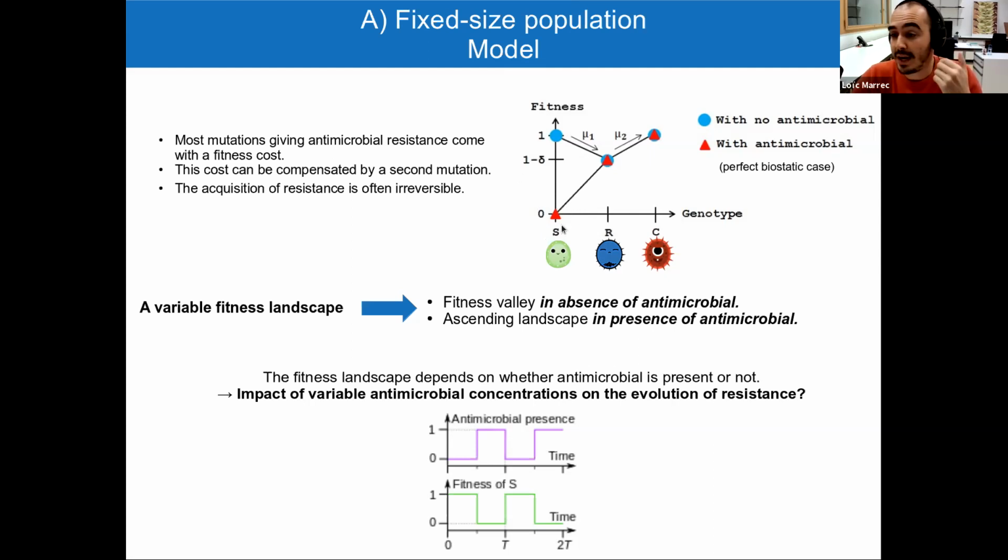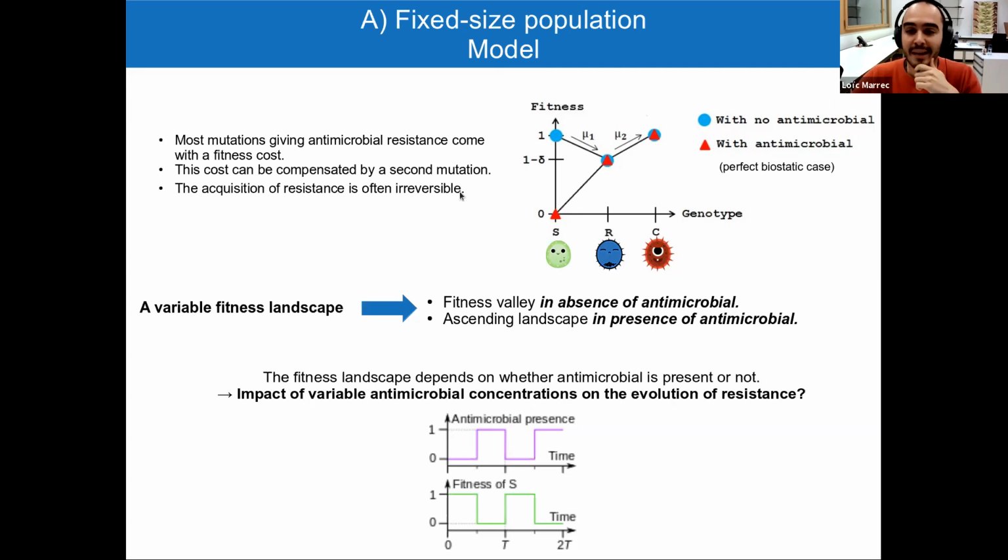Okay, so here its division rate is equal to 0 with a drug. And so these sensitive microbes can mutate into resistant microbes, which can divide with and without antimicrobials, but with a smaller division rate. And these resistant mutants can mutate into compensated mutants, which are very dangerous because they don't have any selective disadvantage compared to the sensitive microbes with and without antimicrobials.